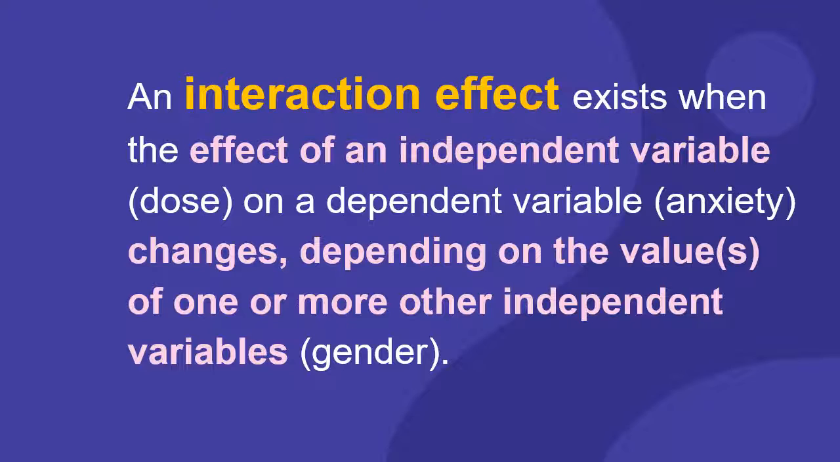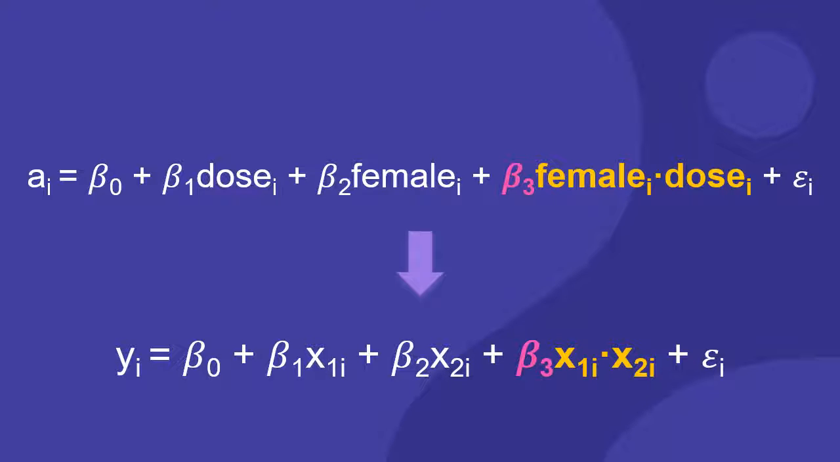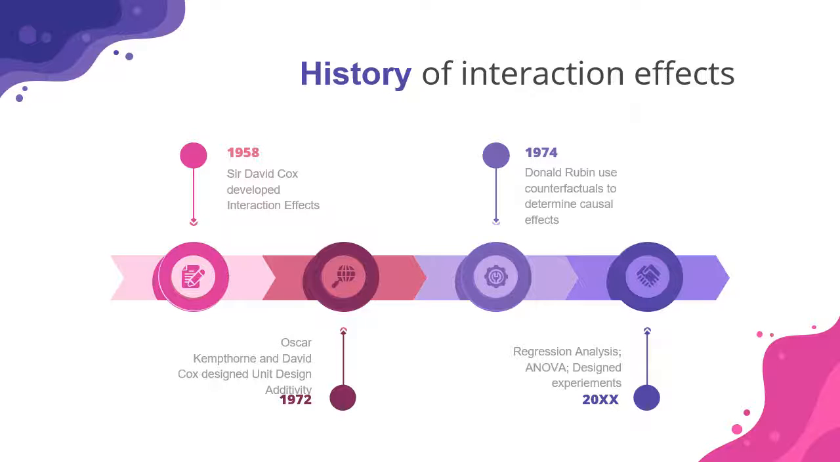An interaction effect exists when the effect of an independent variable on a dependent variable changes, depending on the values of one or more other independent variables. Here we have interacted two variables, gender and dose, by multiplying them. This is the interaction term. We interpret beta 3 as the added effect on y that occurs when both gender and dose are present. Here is the same model rewritten in terms of x and y.